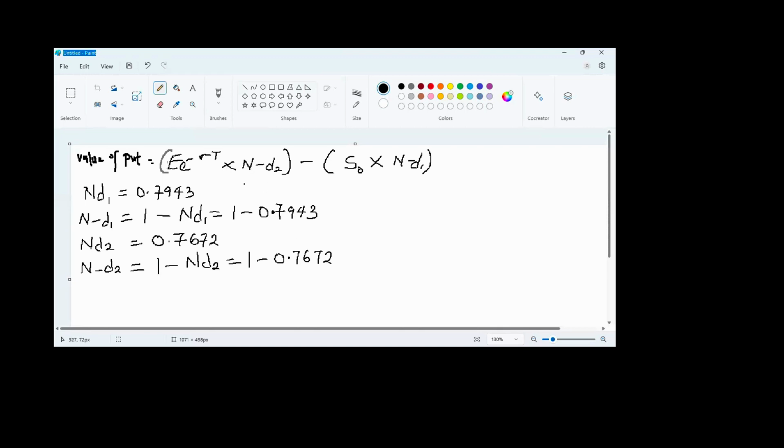Please, it is the formula that is informing this next calculation. If you look at the formula of call, you don't have N of minus D1 or D2. So please, what is your N of minus D1? That should give you 0.2057. Next, N of minus D2: 1 minus 0.7672 gives 0.2328.